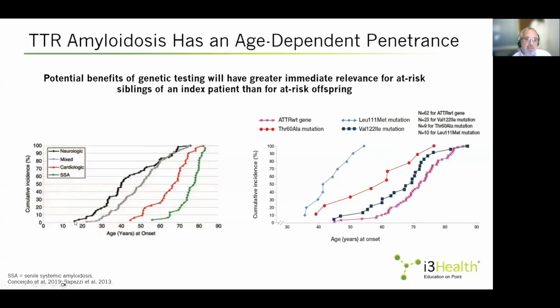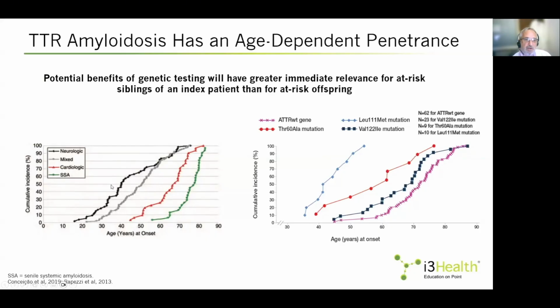Interestingly, if you look at the age at which people have onset of disease, this is a graph, you get the sense that wild type patients seen here have the latest onset with an average age of diagnosis about 75. This is the median. Whereas you can see V122I patients over here are slightly younger, not 75, but about 70. But you can see that wild type, cardiac phenotype, mixed phenotype, and neurologic have different ages of onset.